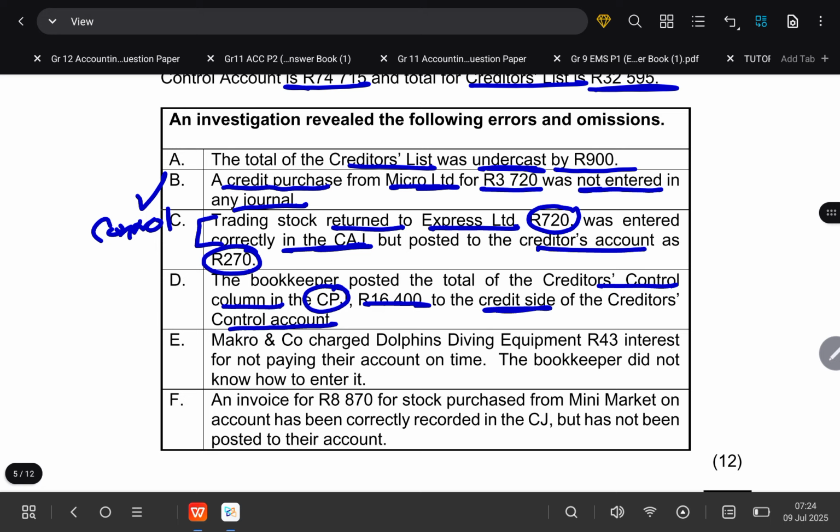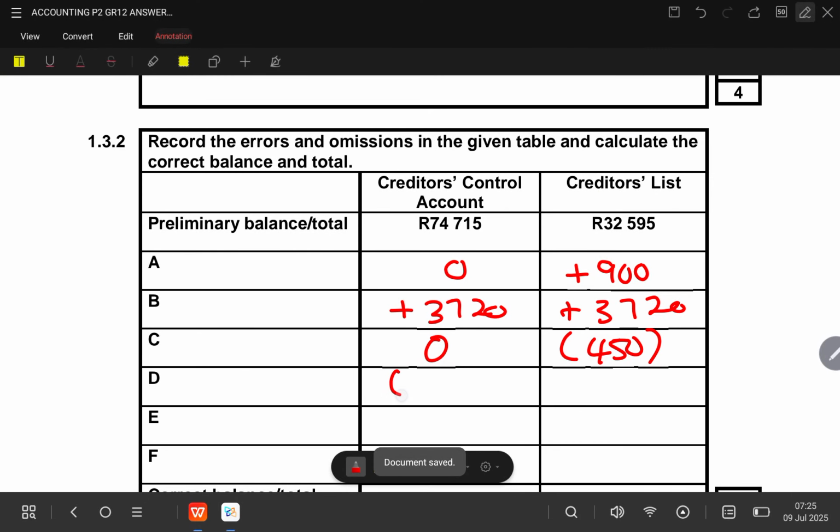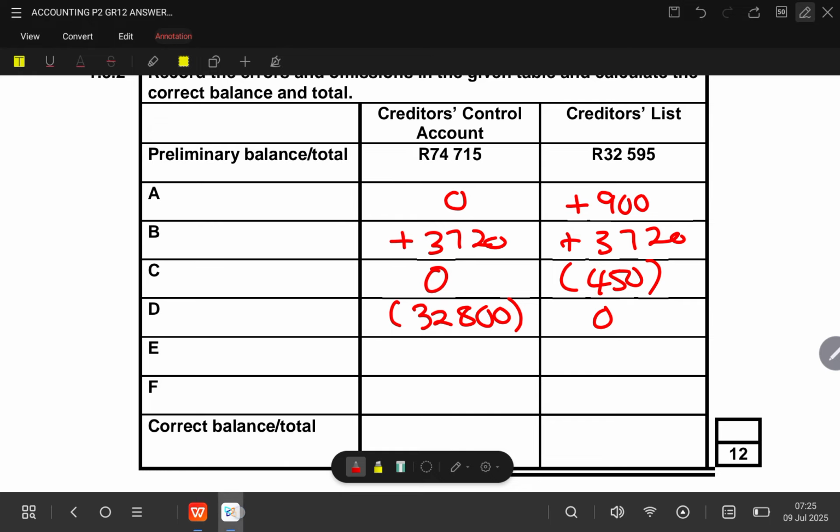So what we need to do, because they increased the debt and this was a payment, we need to minus 16,400 twice. So we'll say 16,400 multiplied by 2. If you say 16,400 multiplied by 2, it is going to give you 32,800. So that 32,800 should be subtracted on the control account. So it's 32,800, and then on the list nothing will happen. So let's go to the next transaction.